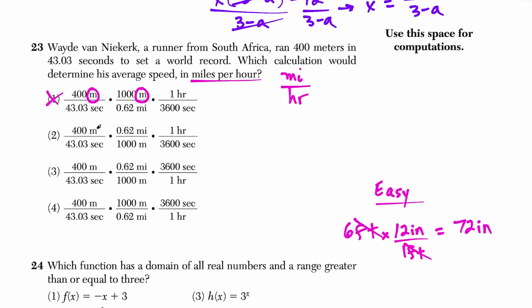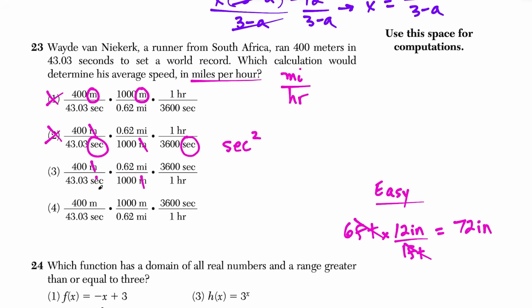So now I go to the next answer choice 2, and notice meters over meters cancels. But here's the problem. When I do seconds times seconds, I get seconds squared, or square seconds. So that's no good. So choice 2 is out. For choice 3, we have meters over meters canceling.